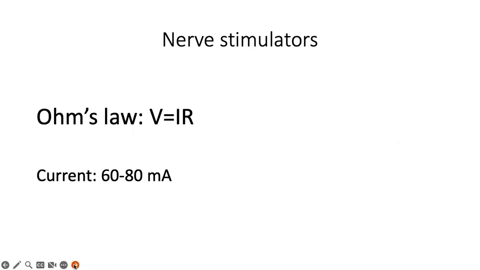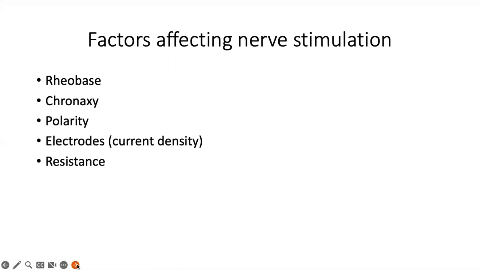The nerve stimulators use what we call Ohm's law, which is voltage or potential difference is equal to the current multiplied by the resistance. As I said, the current that we're aiming for is 60 to 80 milliamps. They do ask that in the exam.